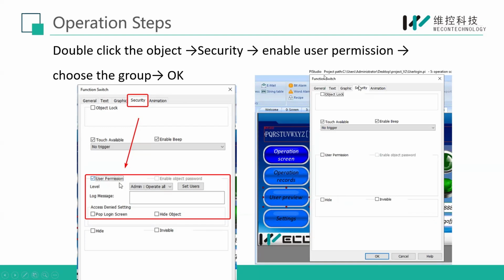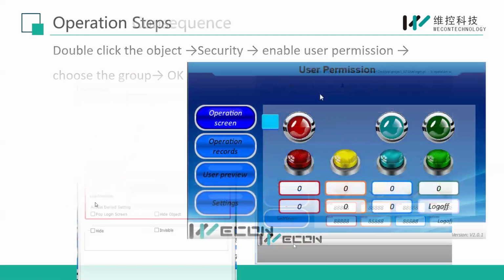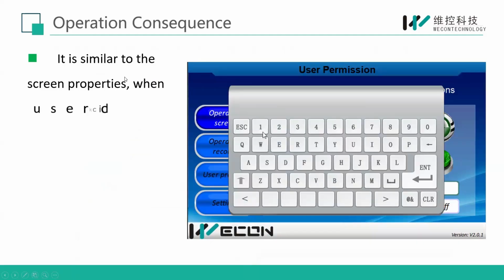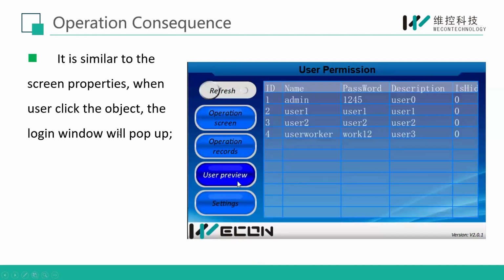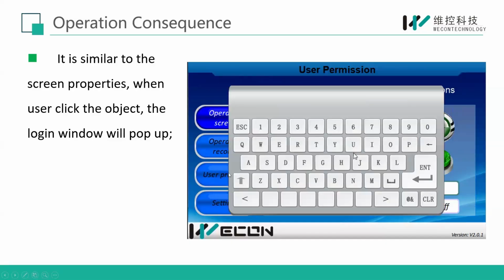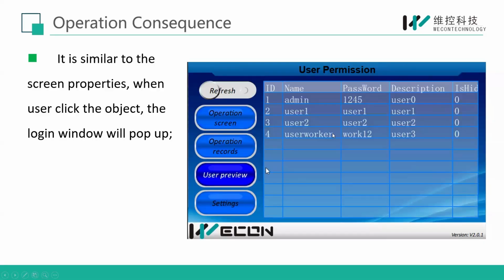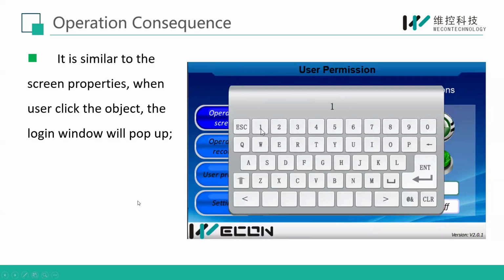So this way you can set the user permission on any object, like a function switch or a bit switch, anything. It is similar to the screen properties. When the user clicks the object, the login window will pop up. So both the screen user permission and object user permission are the same. Whenever you click on the function switch, this pop-up window will appear.